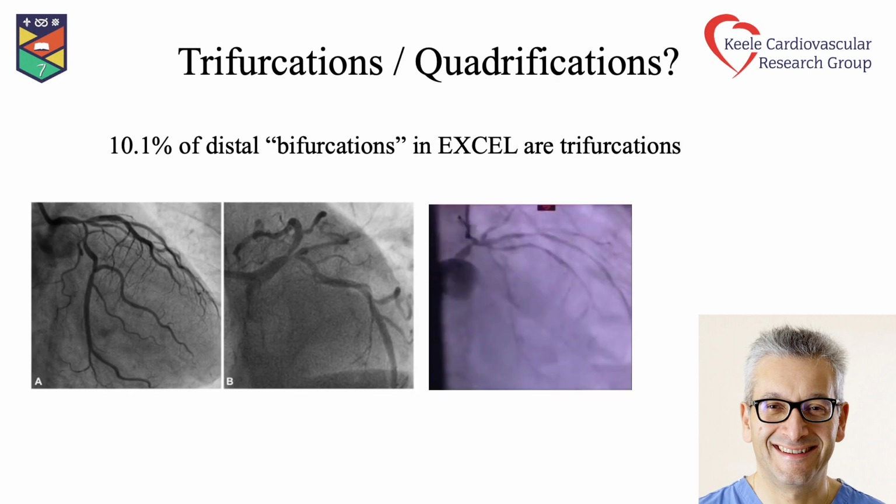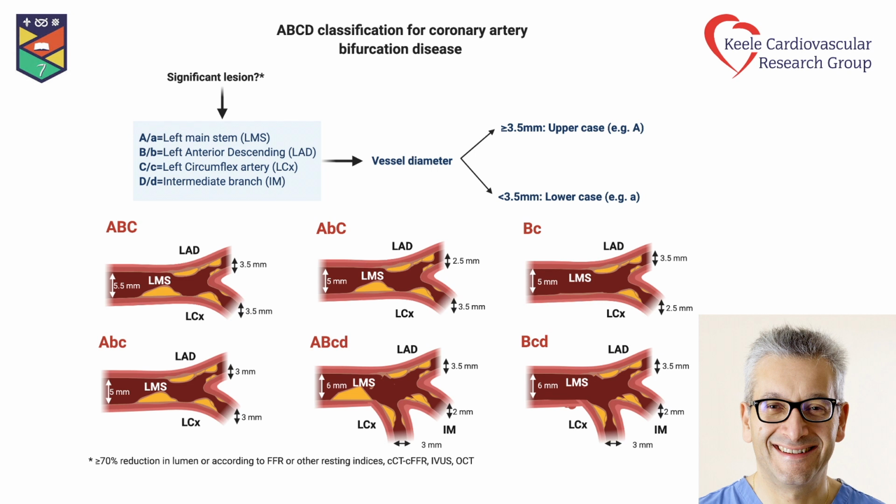And thirdly, the third problem is around trifurcations. From the EXCEL randomized control trial, we know that 10% of distal bifurcations are in fact trifurcations, and around 1% are quadrifurcations. Therefore, describing trifurcations using Medina is challenging, and describing quadrifurcations is almost impossible. That is why Dr. Joseph Ludwig and myself have developed the ABC classification of coronary artery disease for left main.